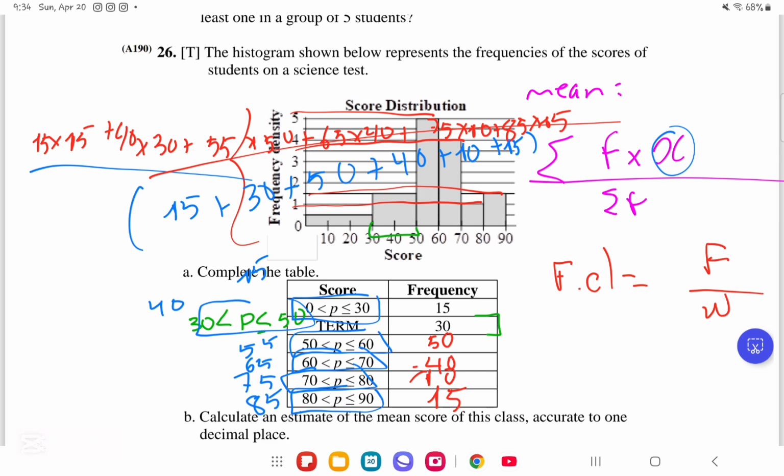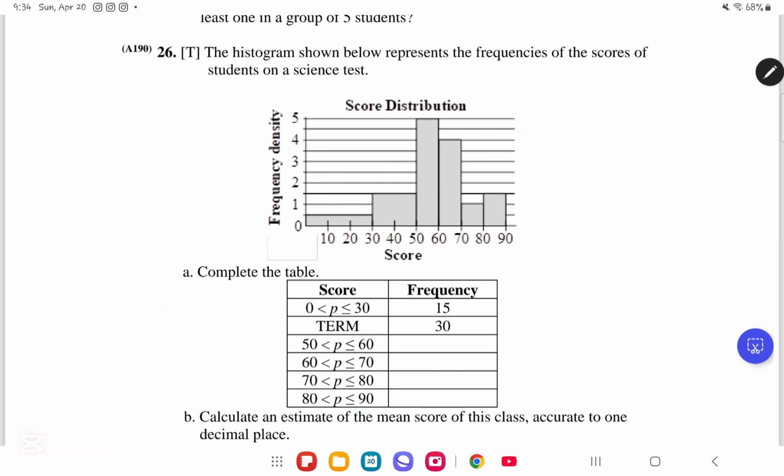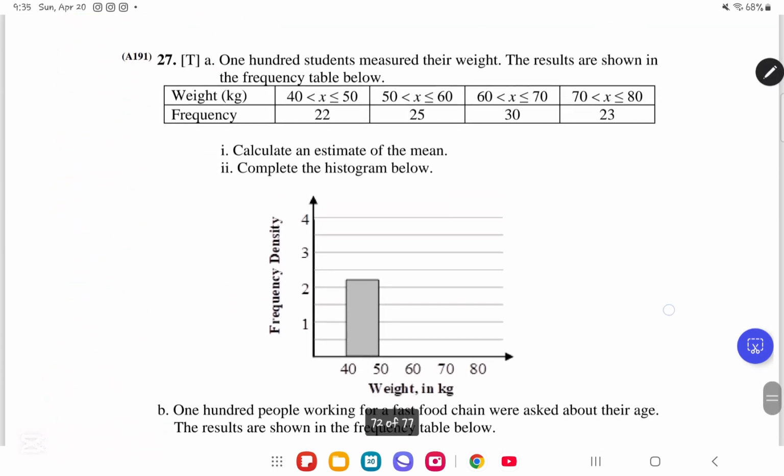Please pay attention. You may get any mistakes. Okay? So accurate to 1 decimal place, we don't have any decimal place. We literally have it accurately to be how much? To be 55 points. And that's it for question number 26. I'm very tired. Okay. Let's move on to 27.